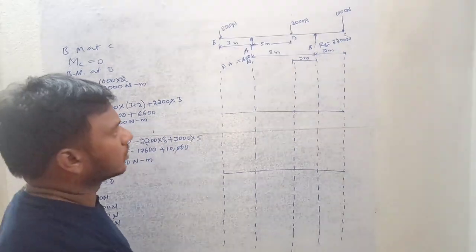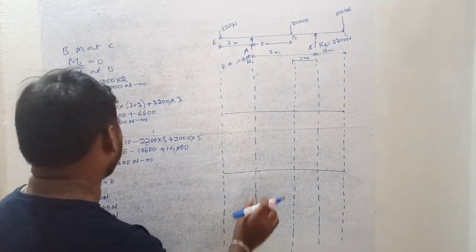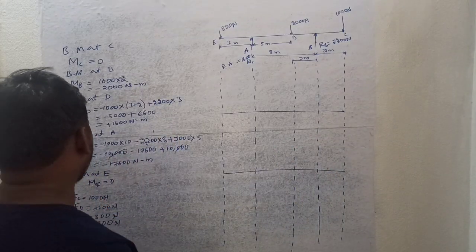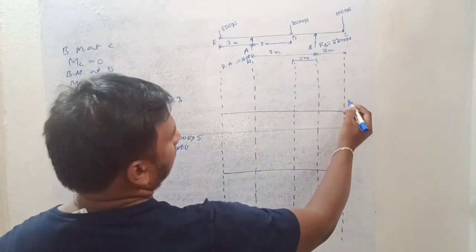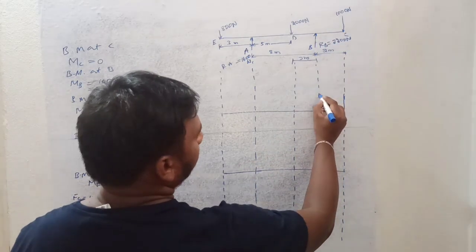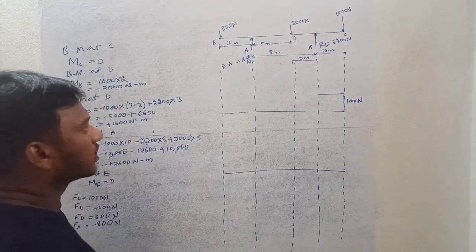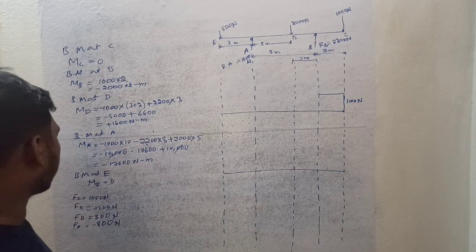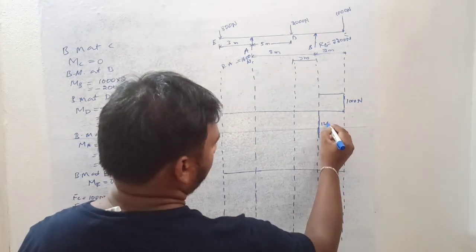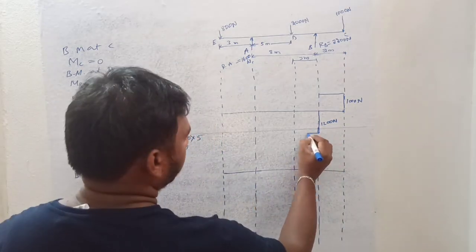To draw the shear force and bending moment diagrams, I have taken two baselines, one for the shear force and one for the bending moment. What is the shear force at C we got? It is positive 1000 newtons, and this magnitude of 1000 newton will be constant up to point B. And what is the shear force just left of B? It is minus 1200 newtons, and it will be constant up to point D.